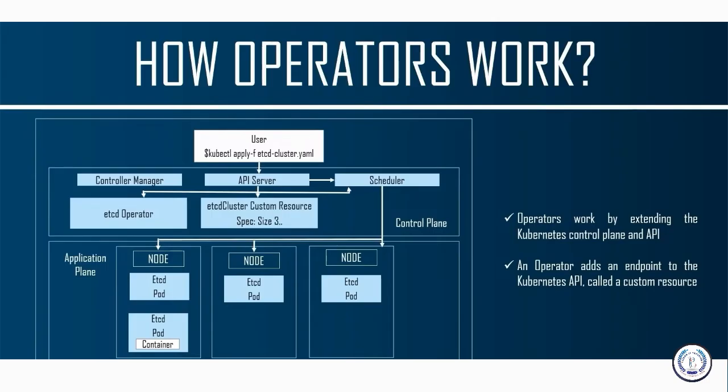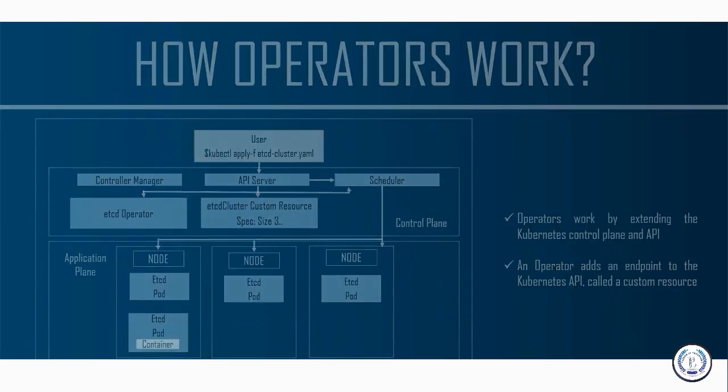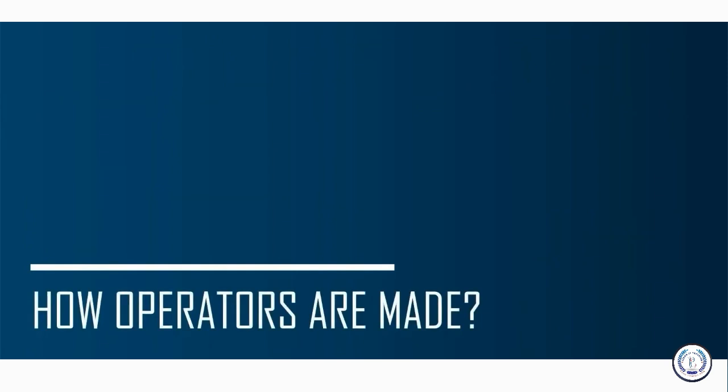CRDs extend the API of the particular cluster where they are defined. They, meaning CRs, provide endpoints for reading and writing structured data. A cluster user can interact with CRs with kubectl or another Kubernetes client, just like any other API resource. Now let's move ahead and talk about how operators are made.